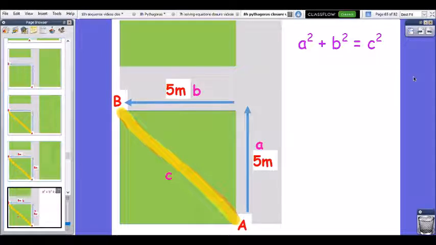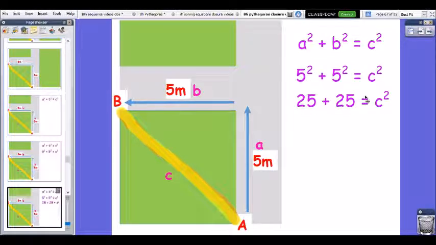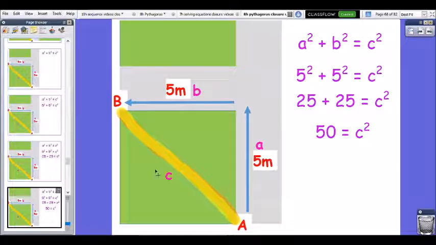Now we're going to substitute in what we know. Instead of a squared, we're going to call it 5 squared. Instead of b squared, we're going to call it 5 squared. I don't know what c is yet, so I'm just going to leave it as c squared. So let's do some maths. We know that 5 squared is 25. So actually this question is 25 add 25 equals c squared. Also, we know that 25 plus 25 is just 50. So 50 equals c squared. So this number squared equals 50.